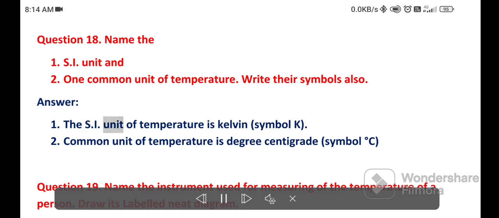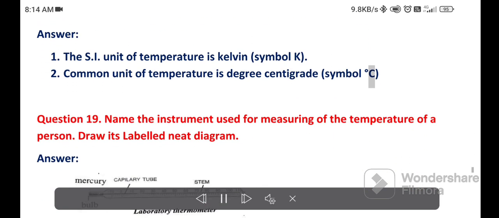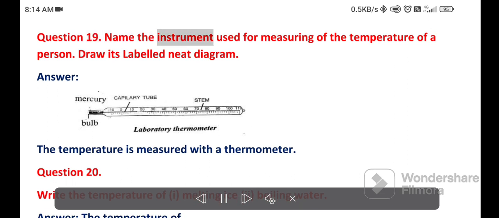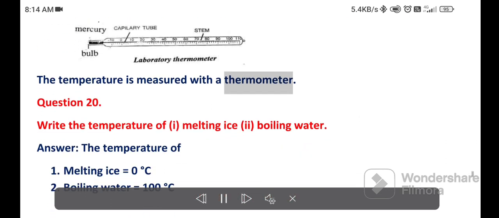Answer. The SI unit of temperature is Kelvin, symbol K. Common unit of temperature is degree centigrade, symbol degree C. Question 19. Name the instrument used for measuring the temperature of a person. Draw its labeled neat diagram. Answer. The temperature is measured with a thermometer.